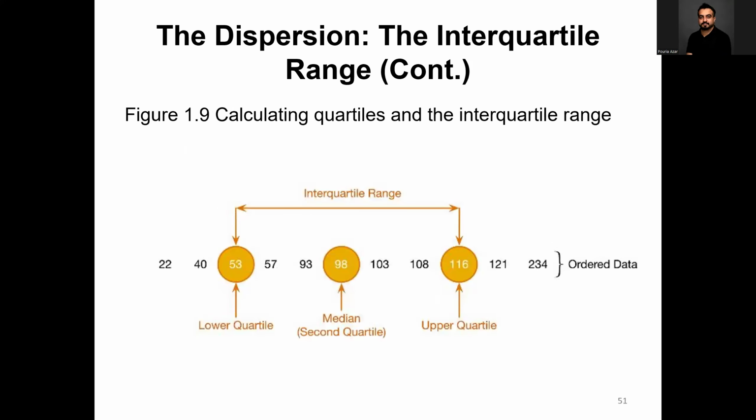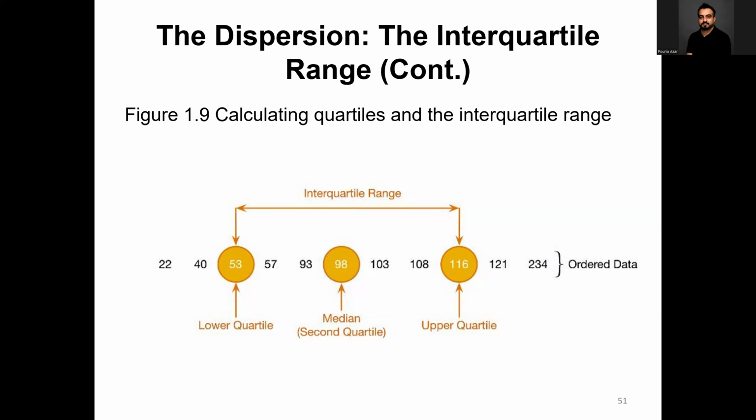In order to get quartiles, first we need to order our data set, and then we need to divide our data set into four equal parts. Each part is a quartile. So we will have the lower quartile, the median or second quartile, and the upper quartile. There's another term here called the interquartile range, which is the difference between the upper quartile and the lower quartile.